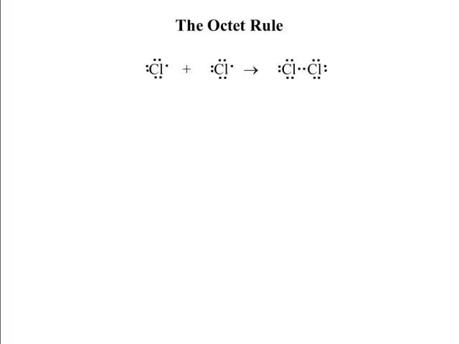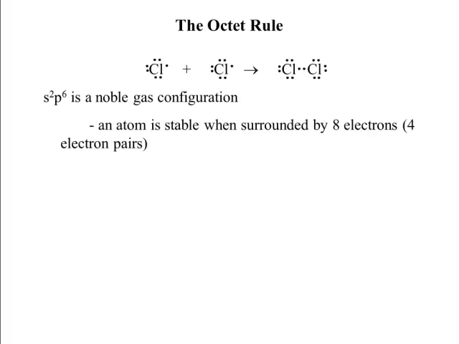What does it mean with that 8 electrons? Well, that's the octet rule, and more importantly, it's that idea of the noble gas core configuration where we're getting that s2p6 combination. So these atoms are going to be stable when they're surrounded by 8 electrons, or 4 electron pairs, if you will. So each of those chlorines has 8 electrons around it.